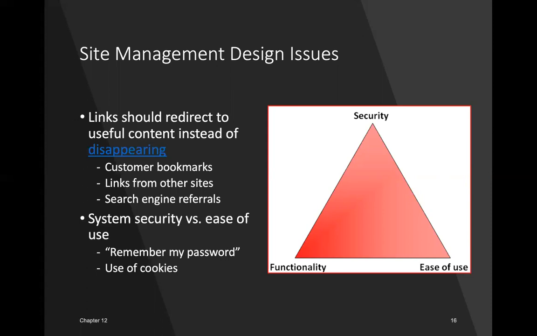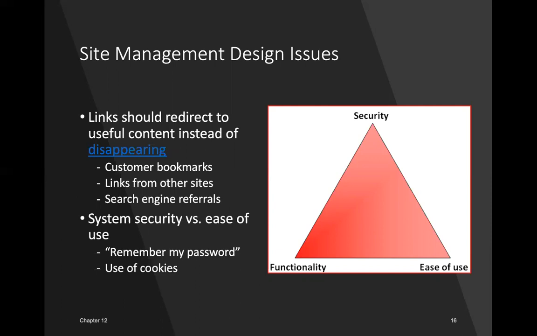If I want something to be functional, it's possibly going to compromise my security. If I want secure, then I'm going to have to compromise perhaps my ease of use and functionality. Think about functionality. If I log into Amazon and I say, remember my password, so I just click on Amazon, it takes me straight away into my account, I'm compromising my security. But it's easier to use, it's more functional. So with system security versus ease of use, and the use of cookies, you have to find that sweet spot in the relationship between each of these different component parts.